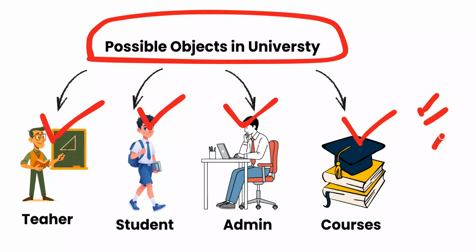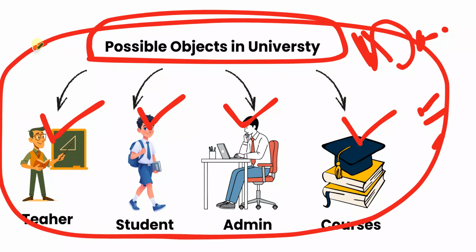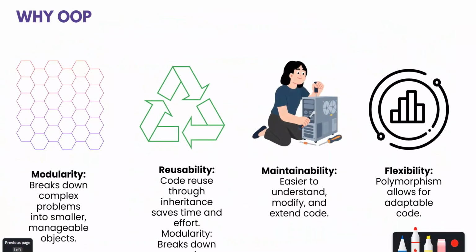Some categorization, some classes, some templates, some design for your program. Along with that, the doctor is also an object. But the doctor is not becoming a part of the university system, because in the university the doctor doesn't have any role. So these are the objects which we have selected for our program to be coded for the university.